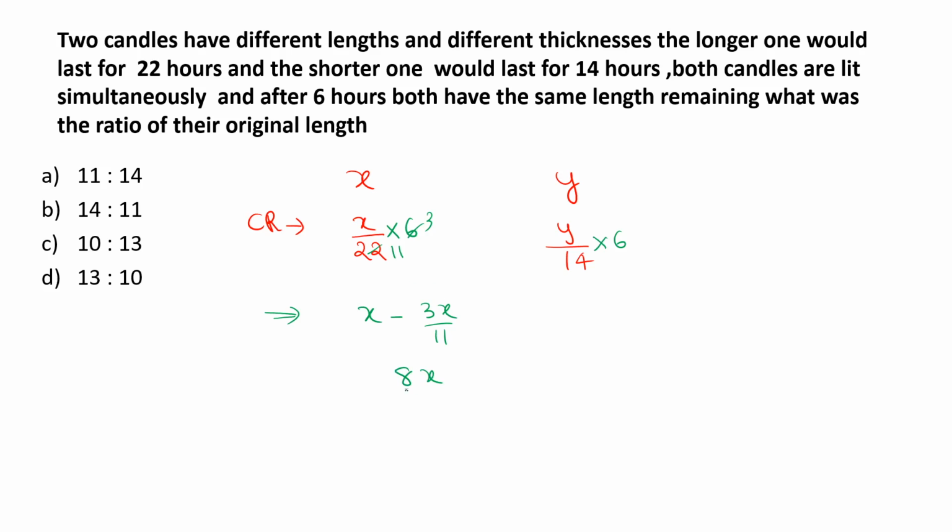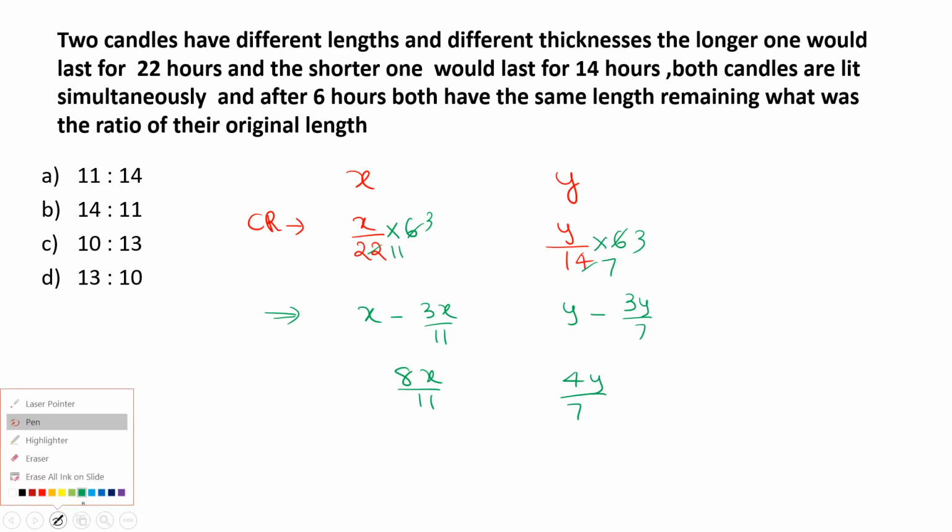Then the remaining portion would be 8x by 11. And the remaining portion in the second candle of length y would be y minus 2 threes and 2 sevens, that is 3y by 7. Then the remaining portion would be 4y by 7. But it is given in the question that the remaining portions of those two candles are the same. That means 8x by 11 is equal to 4y by 7.